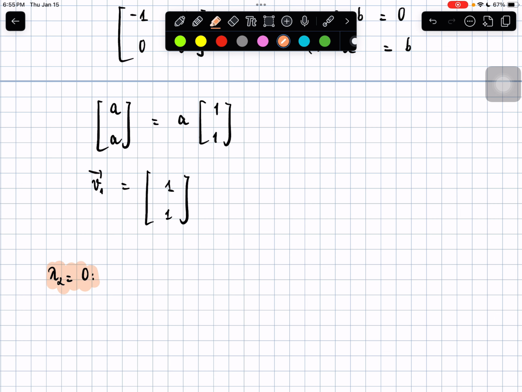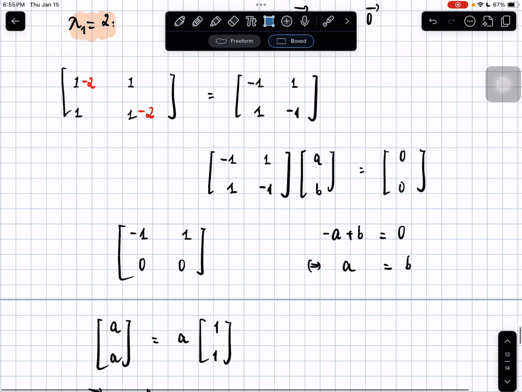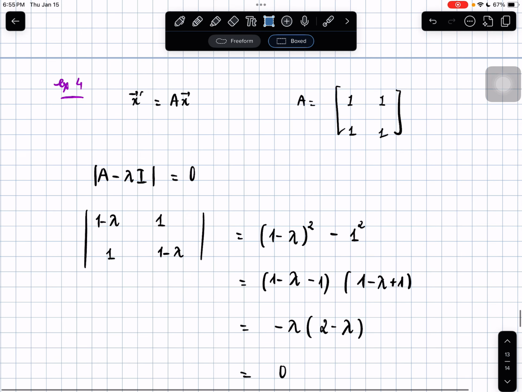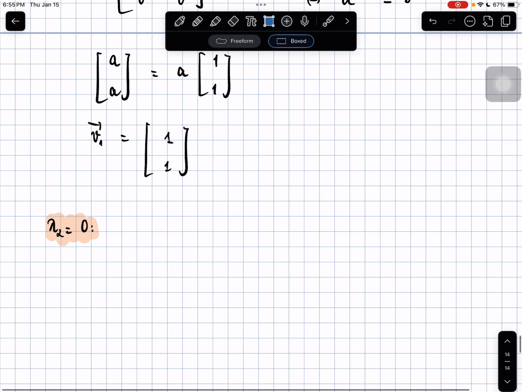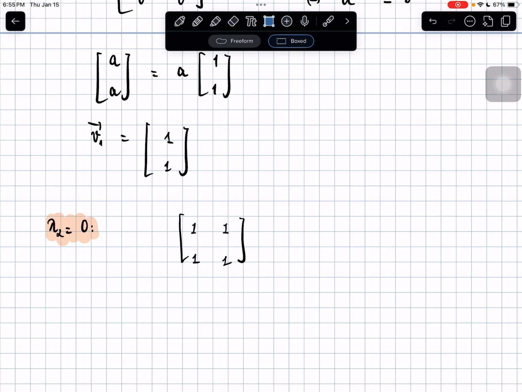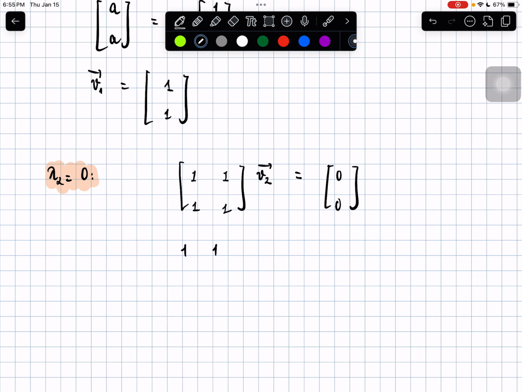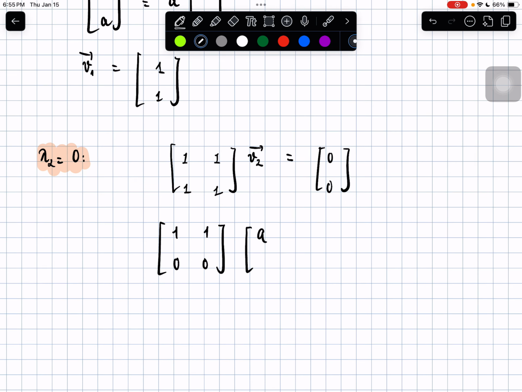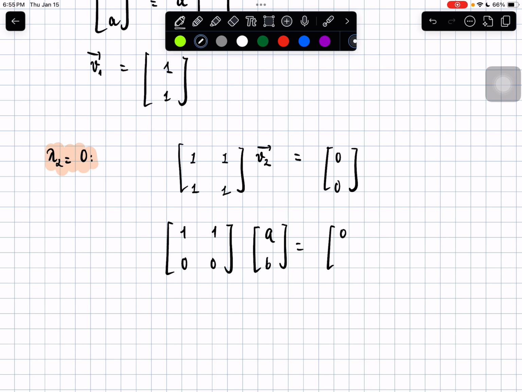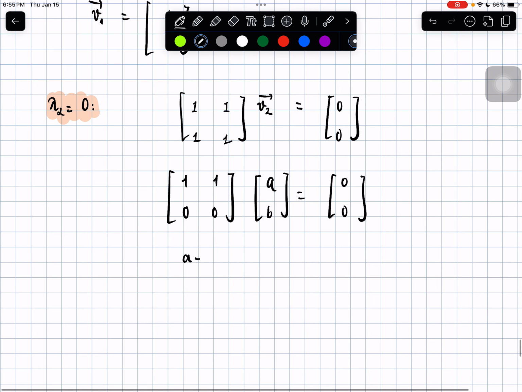Now lambda 2 equal to 0. You do the same thing. The matrix now, minus 0, is the same: A minus 0I times V2 equal to 0, 0. So V2 is (a, b), and this is row equivalent to [1, 1; 0, 0], times (a, b) equal to 0, 0. Thus this gives us a plus b equal to 0, a equal to minus b.